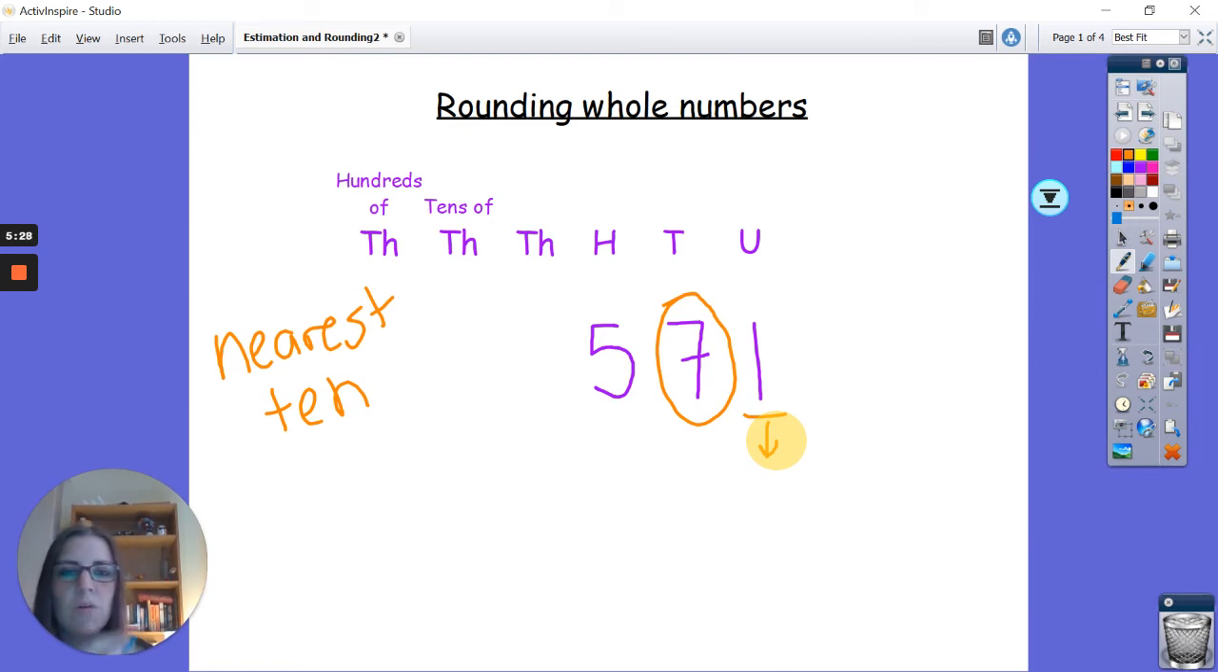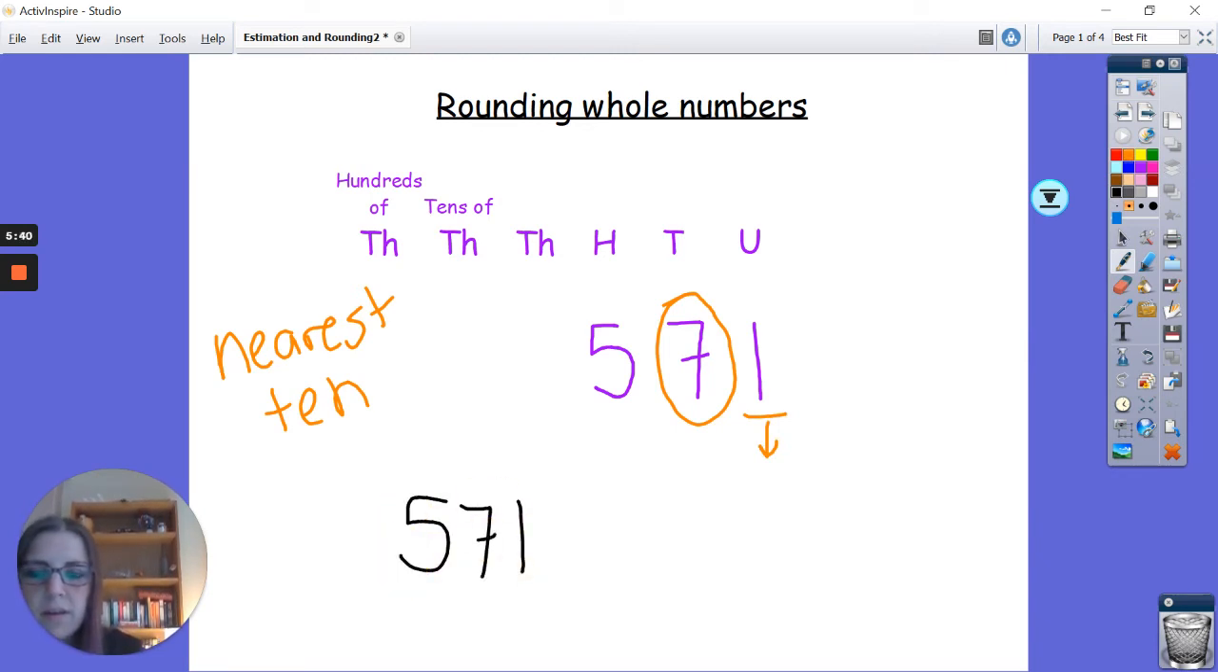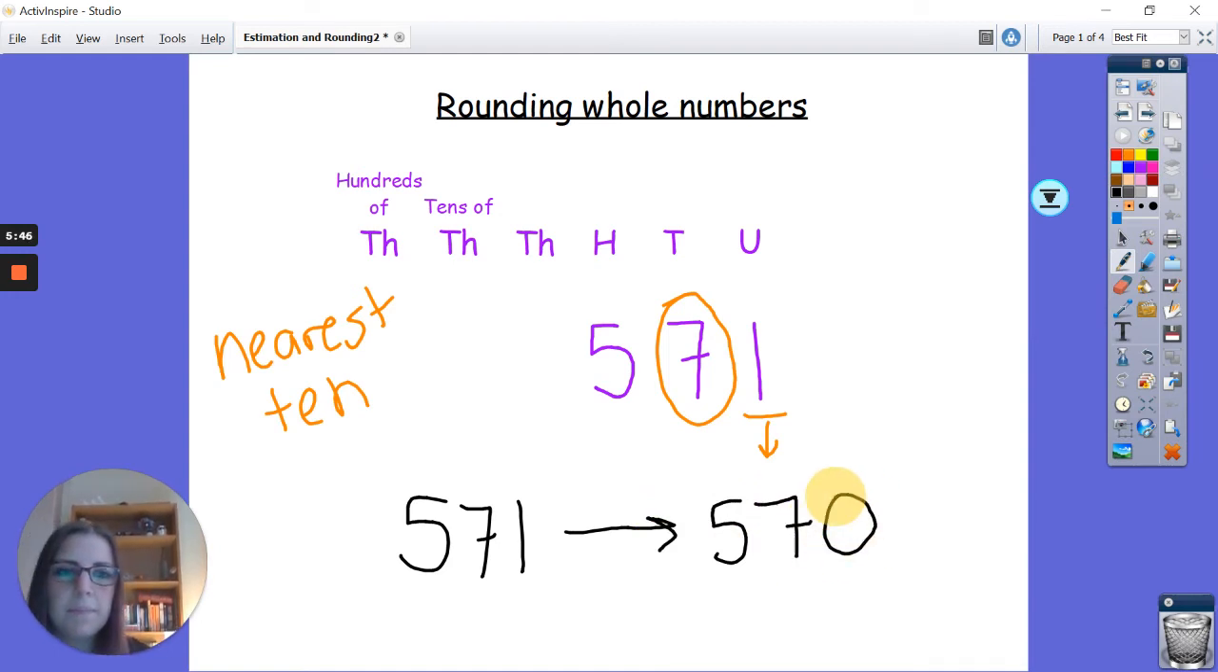So our options are always that number that I've circled stays the same or might go up by 1, but only if the number after it is 5 or above. So for this one, 571 becomes 570 to the nearest 10.